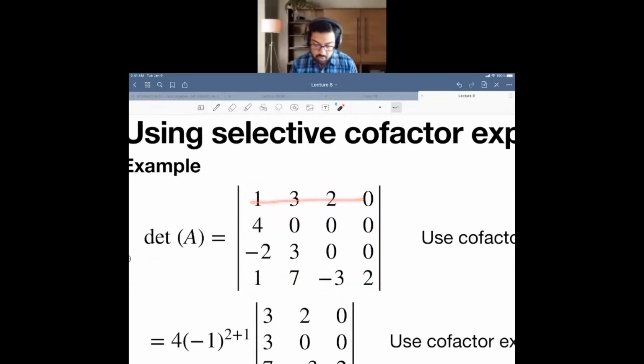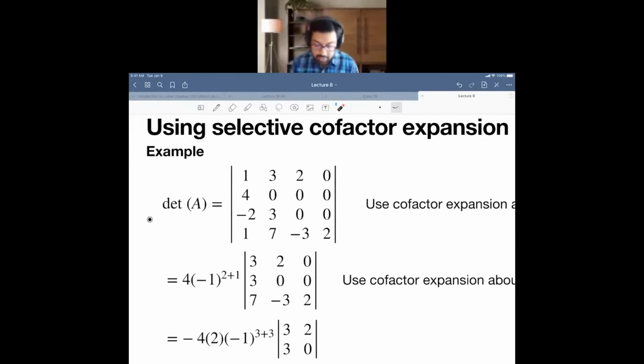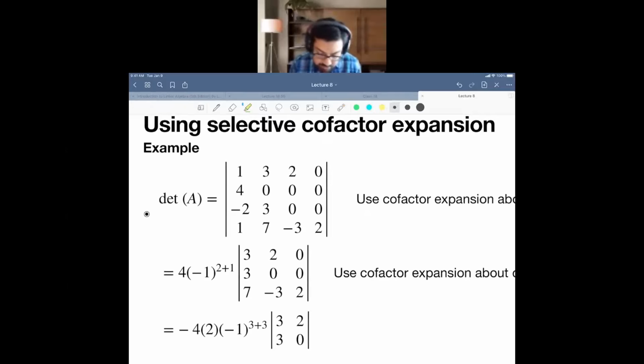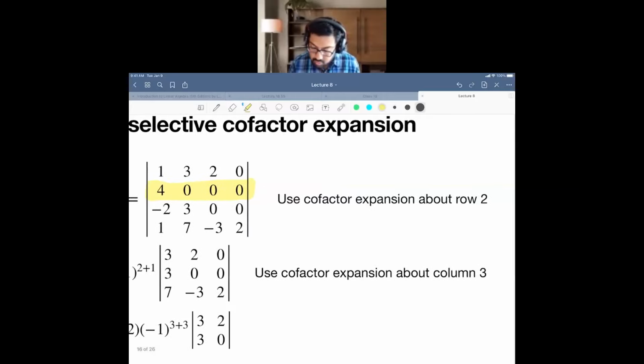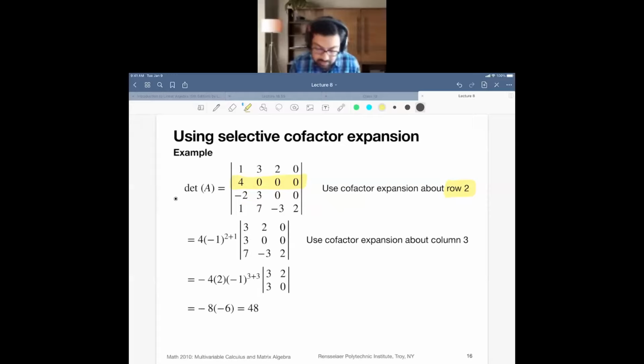The first row has this particular zero, the second row has three zeros, the third has two zeros, the fourth row doesn't have any zero, but I also like the last column here, right? So row two or column four has three zeros. So I could do the expansion with respect to row two, or I could do the expansion using column four. Both of them are going to be the easiest way to do it. Let me pick this one. Let us expand using row two. I could have picked column four as well. It has the three zeros there as well.